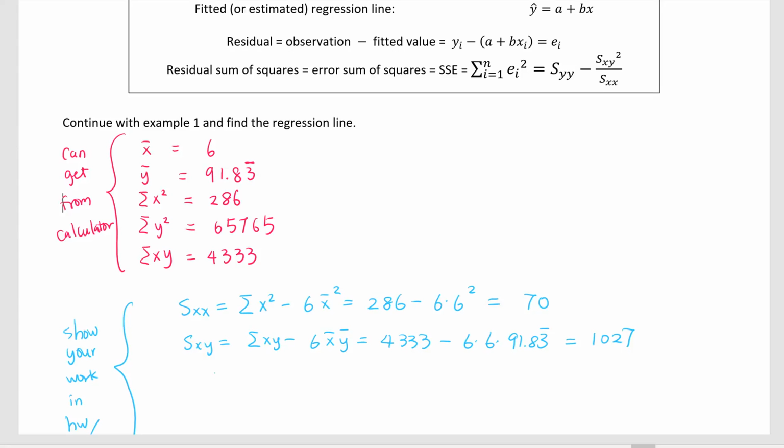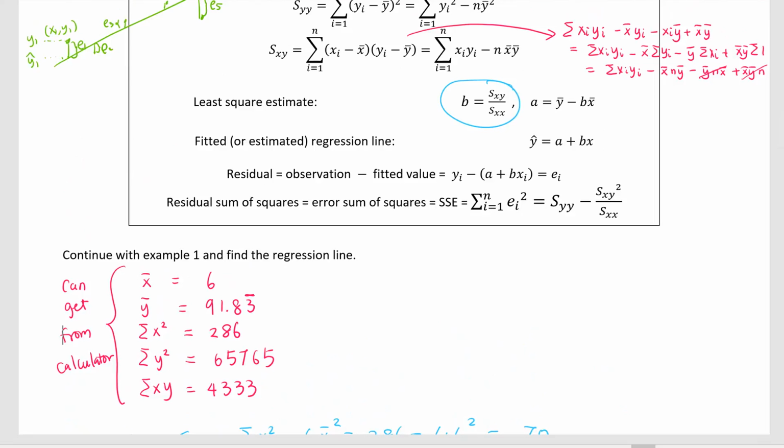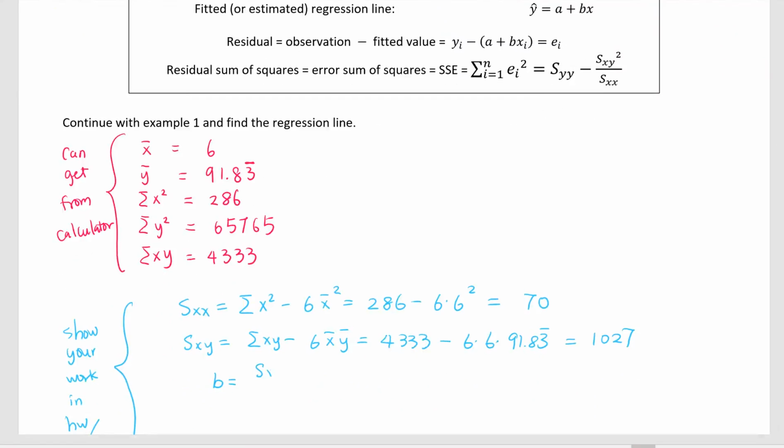Okay, then what is b? Well, by our formula, b is Sxy over Sxx. Sxy is 1027, Sxx is 70. So plug this into our calculator. I got 14.67142857. Okay, that's my b.